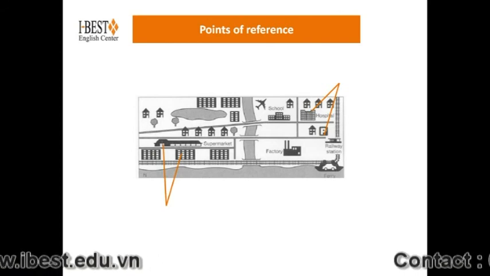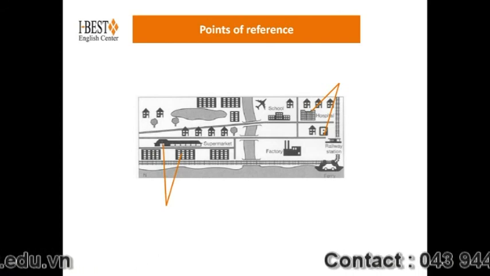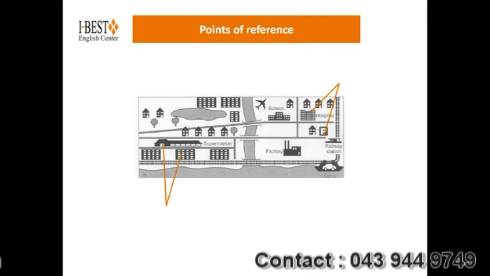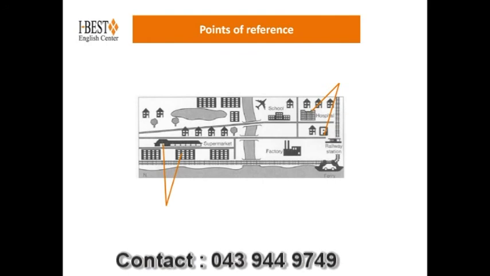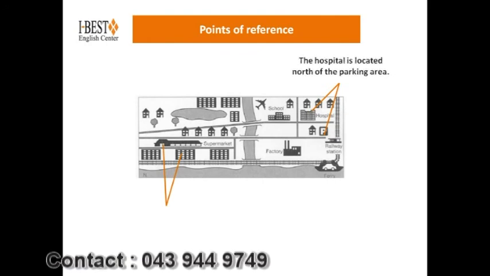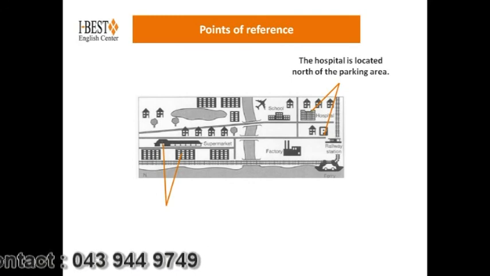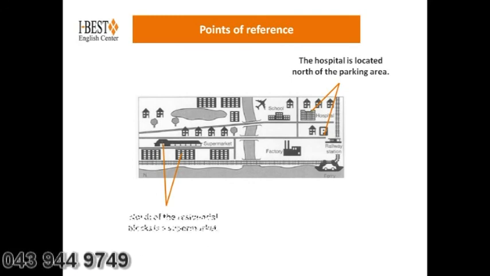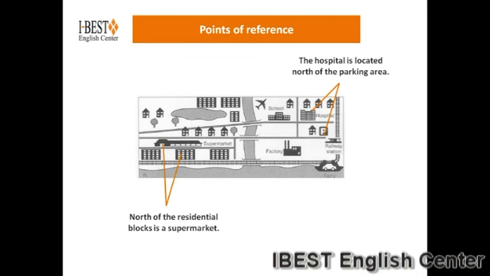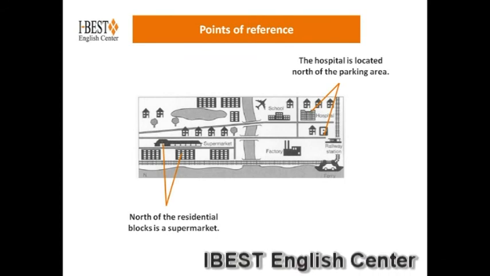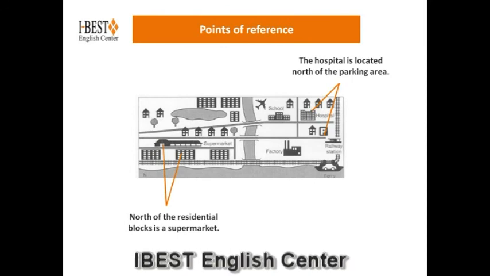Now let's look at points of reference. We have already learnt how to talk about the location of a place. But now let's look at talking about the location of a place in relation to another place. The hospital is located north of the parking area. North of the residential blocks is a supermarket. You can see that we're using the location of the parking area to describe the location of the hospital. The hospital is located north of the parking area.